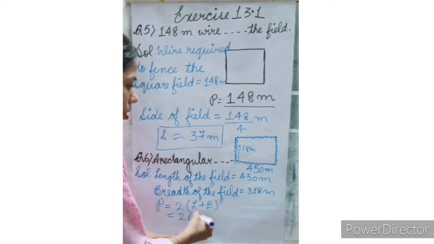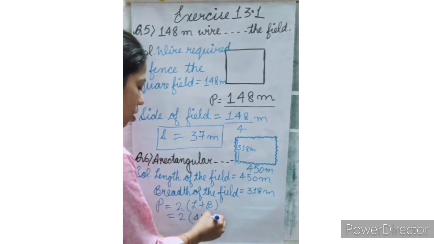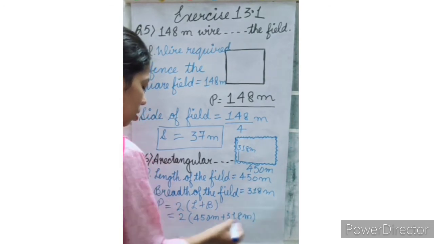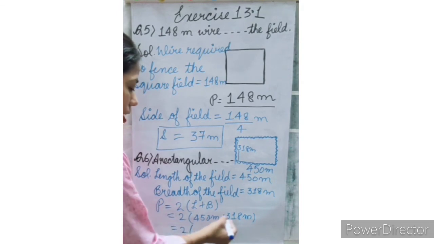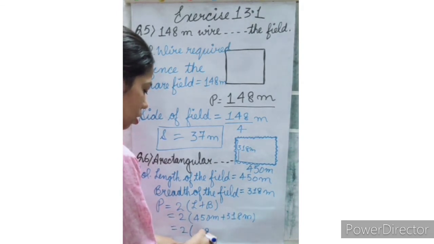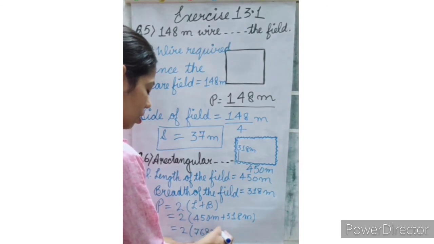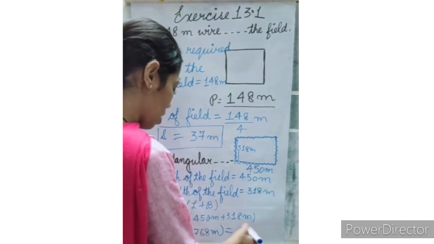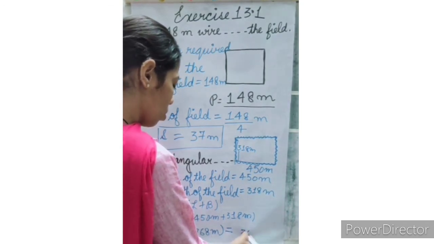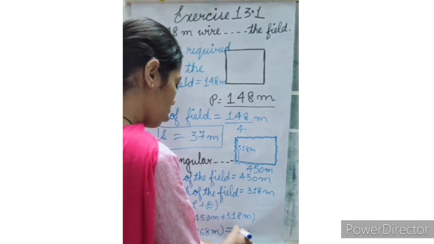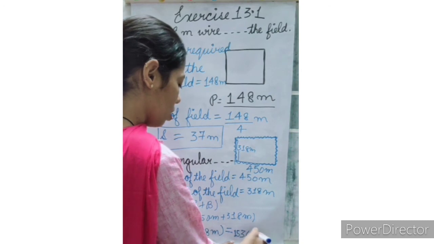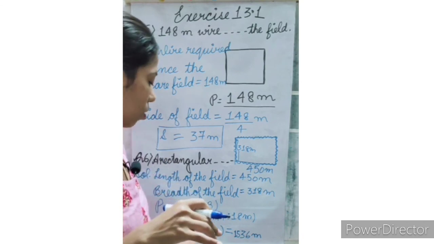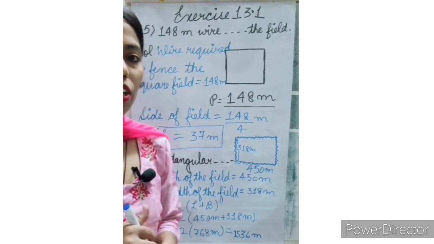2 as it is. Length is 450 meter plus 318 meter. When we will add, we will get 8 plus 0, 8, 5 plus 1, 6, 4 plus 3, 7. 768 meter. Now we will multiply it by 2. 2 8s are 16, 6. 2 6 are 12, plus 1 3. 2 7s are 14, plus 1 15. 1536 meter. So the wire required is equals to 1536 meter.